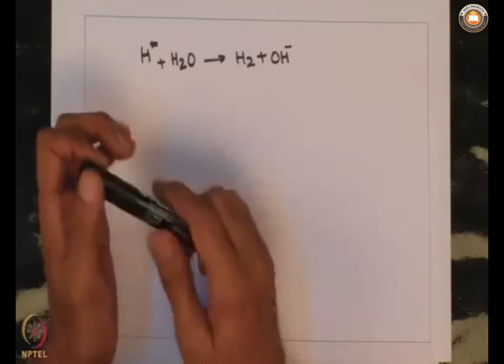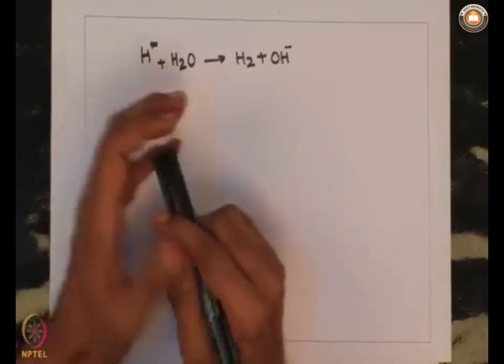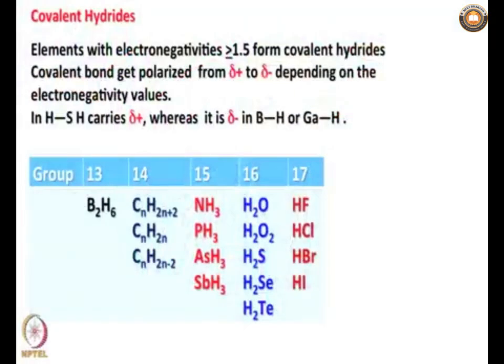So, I have listed here some group 13, 14, 15, 16 and 17 hydrides. They are all covalent hydrides. Here, if you just look into the electronegativity, most of these elements in the p block are greater than or equal to 1.5, and hence it is anticipated that they form covalent hydrides, and the covalent bond gets polarized from delta plus to delta minus depending on the electronegativity values.